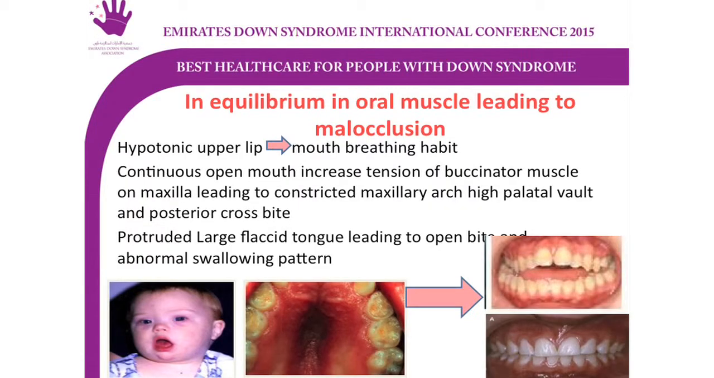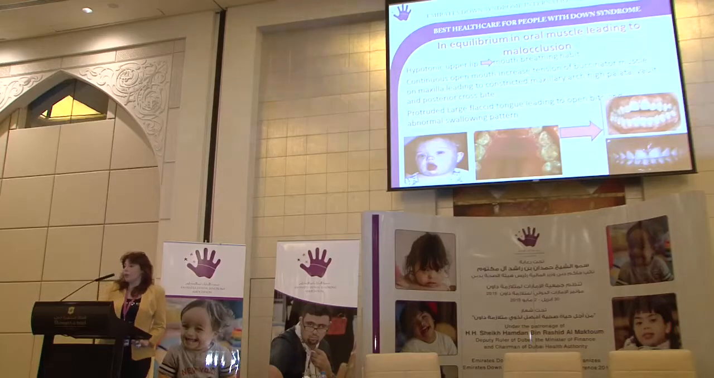Another cause for malocclusion is the inequilibrium of the oral muscle action. The dental arch is not static, it is dynamic, and it is affected by the oral muscles. So if the oral muscles, which are the cheeks and lips and tongue, provide equal forces, we will have the perfect arches. If there is any inequilibrium between these forces, we have malocclusion.